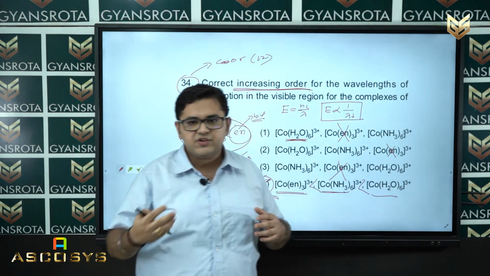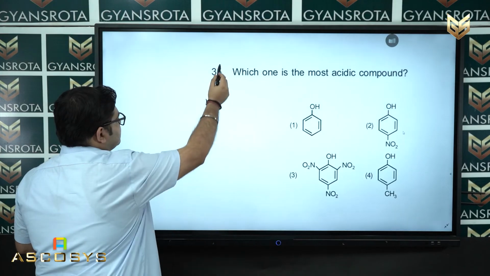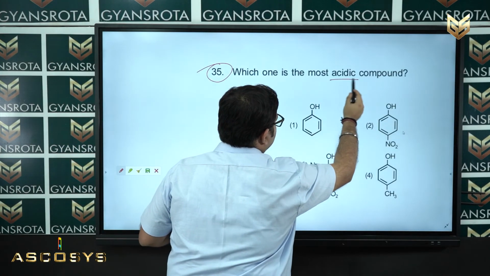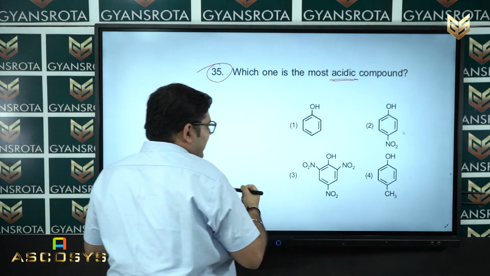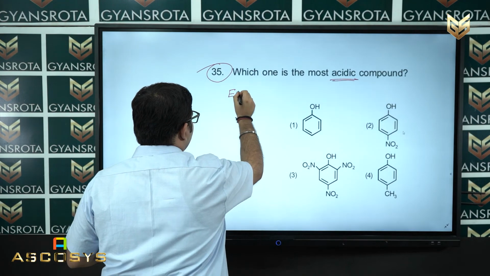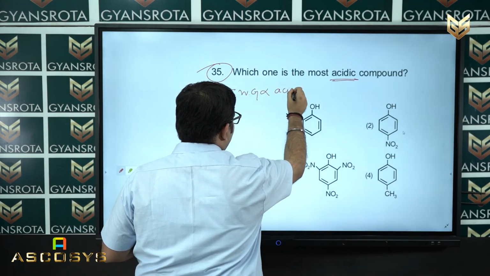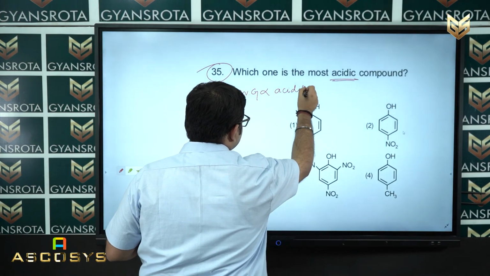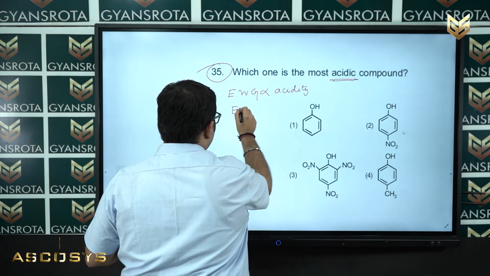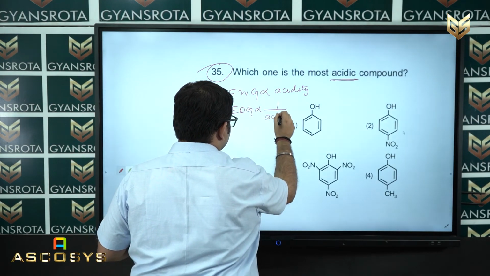Now, we are moving to the next question, that is question number 35. Question number 35 is on your screen. Which one is the most acidic compound? Now we are moving to the solution part. They are asking about the acidic compound. For acidity you need an electron withdrawing group, meaning electron withdrawing group is directly proportional to the acidity, and electron donating group is inversely proportional to the acidity.